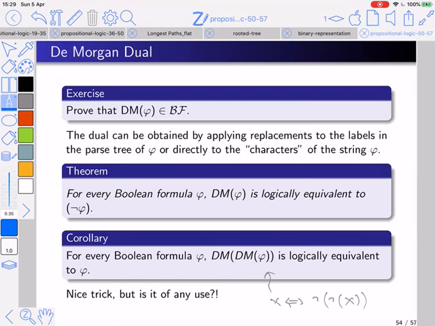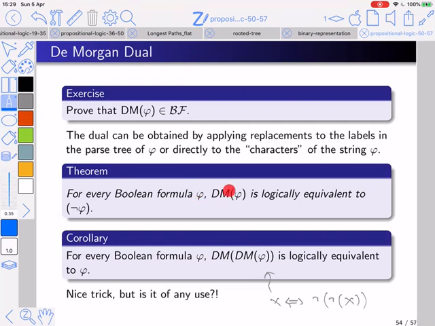Now we want to prove some properties. The first property that we want to prove is that if phi is a Boolean formula, then so is the De Morgan dual of phi. I'll leave this as an exercise. This is an important exercise. Don't skip it.